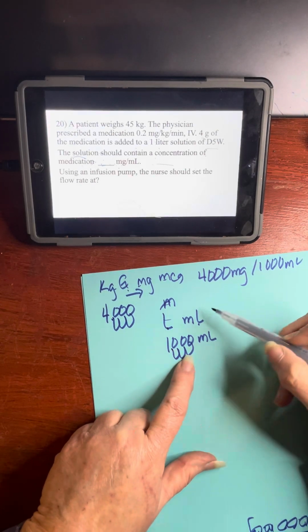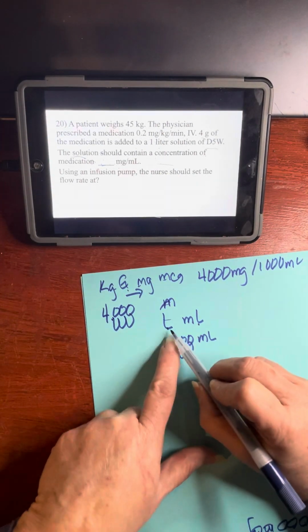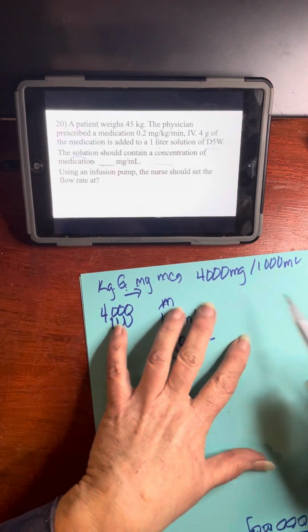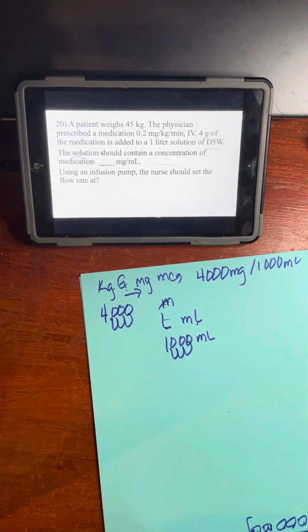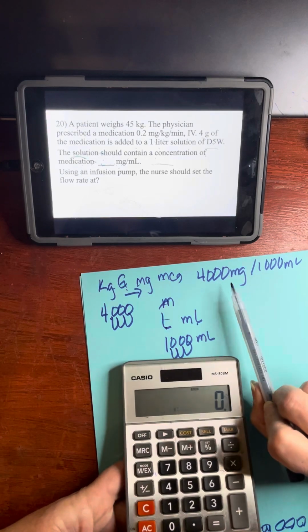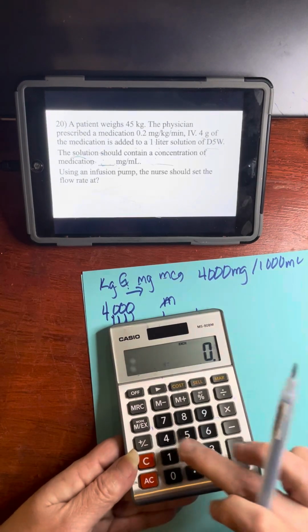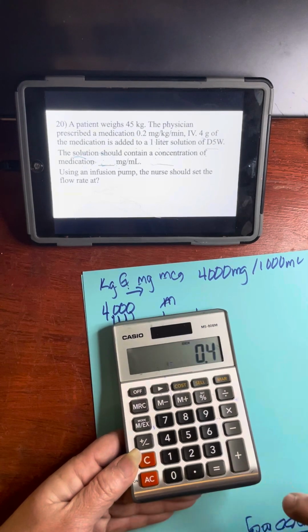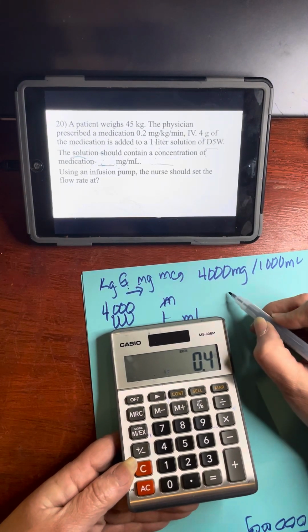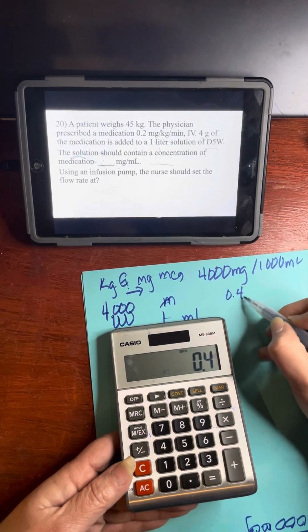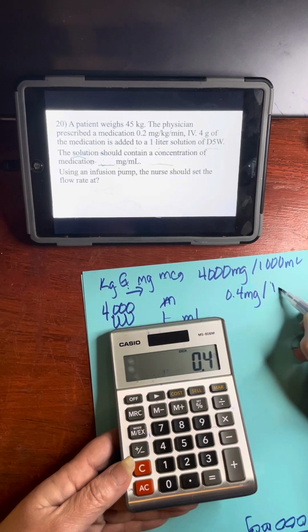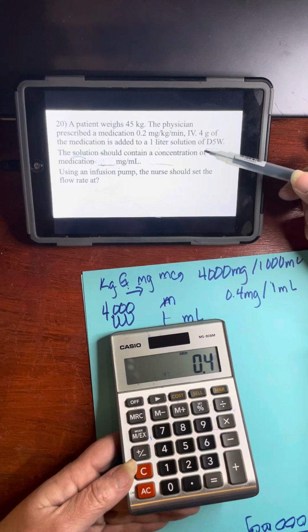And look, hopefully by now, if you're doing this kind of stuff, you know that 1 liter is 1,000 milliliters. Let's move on with life. So, to find out the strength, you need to do 400 divided by 1,000. And there is 0.4 milligrams per 1 mL. That's the concentration.